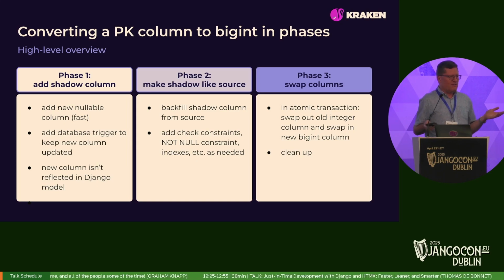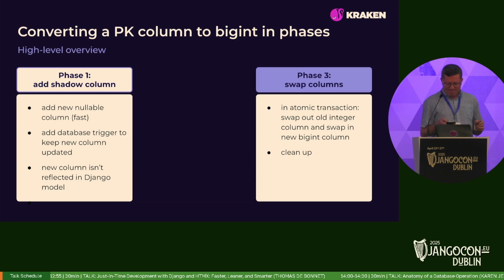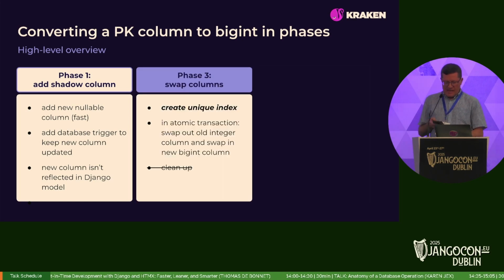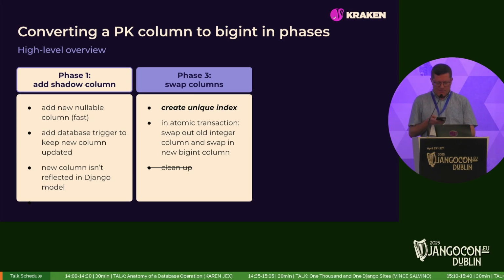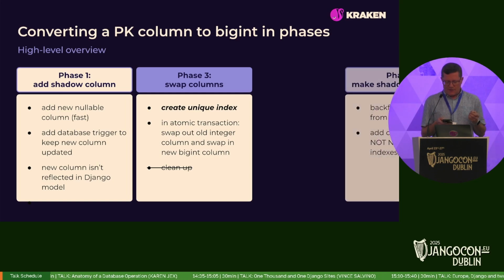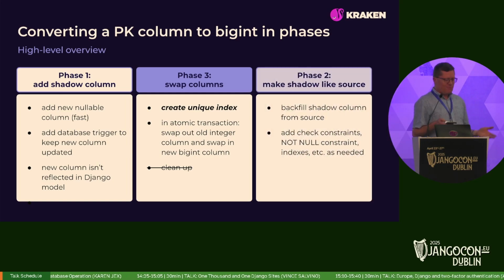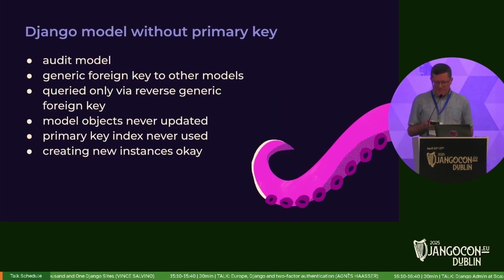What if we just didn't do phase 2? What if we skipped backfilling, the thing that takes all the time specifically? That would let us swap the columns almost immediately. We'd need to create a unique index first, which I've added there in bold, but that's fine. And then we could do phase 2 afterwards. But how could this possibly work? Aren't primary keys fairly important? Our model had some particular characteristics.